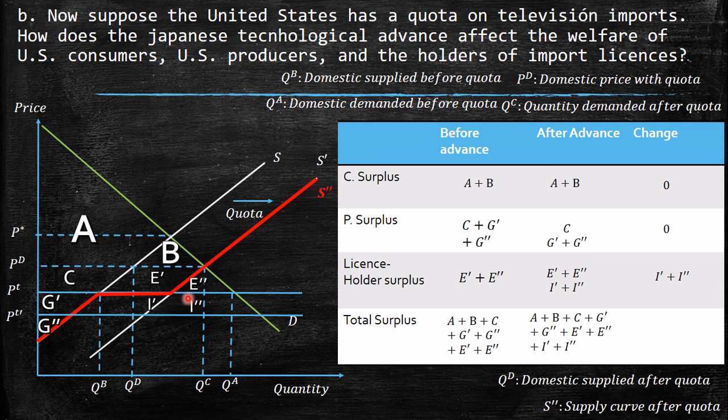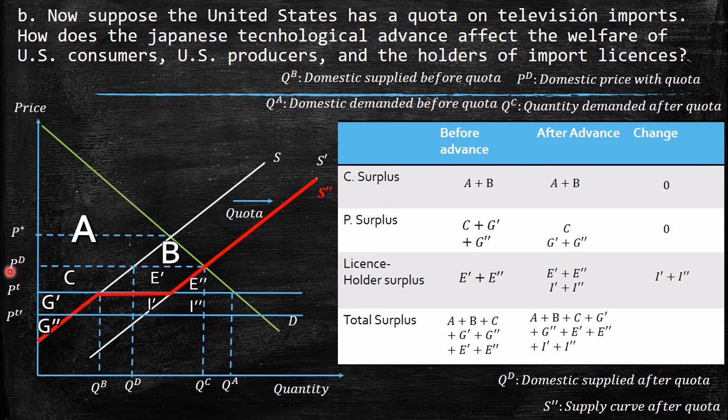Just to understand this better, we have here QC. This is going to be the quantity demanded by the consumers, but at the same time it is going to be the supply given by the domestic supply, so they can supply at a price of PD. So we can analyze here before the advance. Remember, this is before the advance.